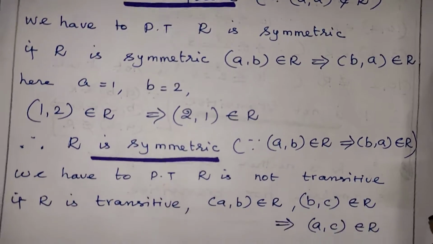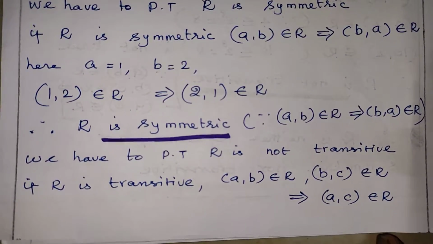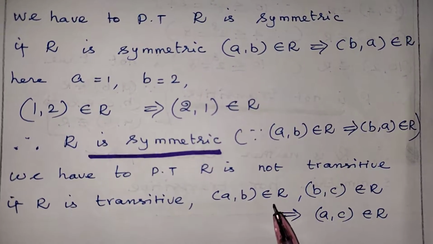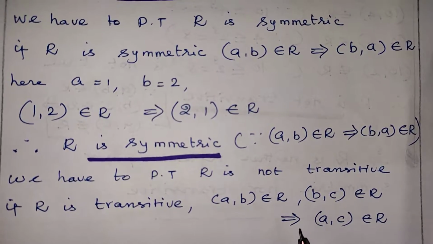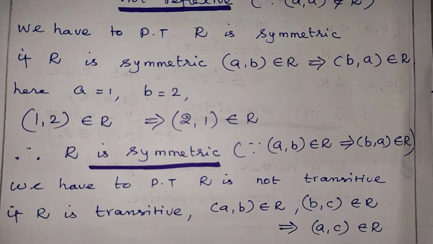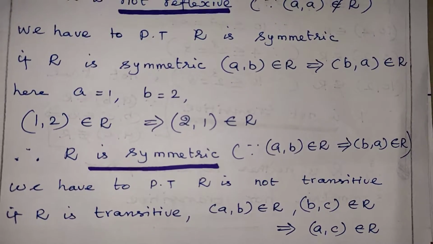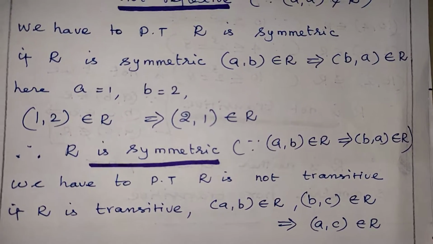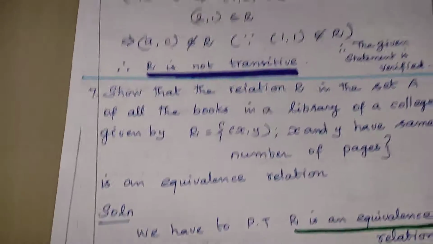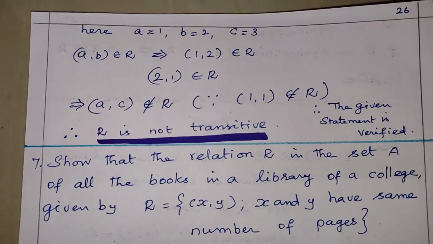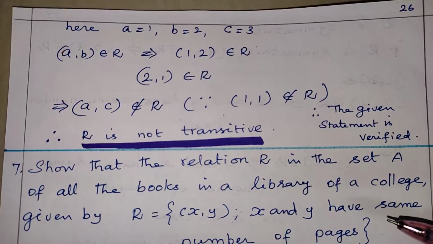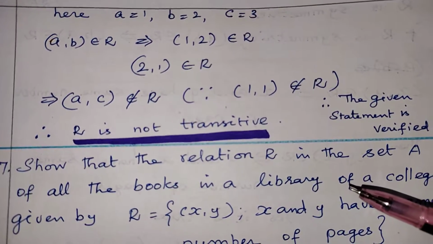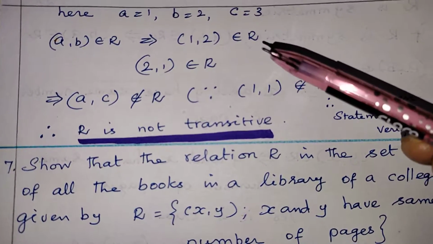Now we have to prove that R is not transitive. If R is transitive, then we have the condition: (a, b) belongs to R and (b, c) belongs to R implies (a, c) belongs to R. Here we have to prove that R is not transitive. Suppose we take a = 1, b = 2, c = 3. Then the first pair will be (a, b), that means (1, 2) belongs to R.